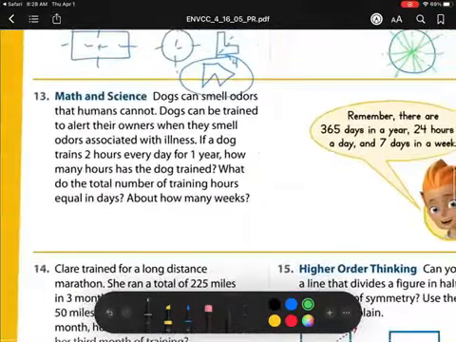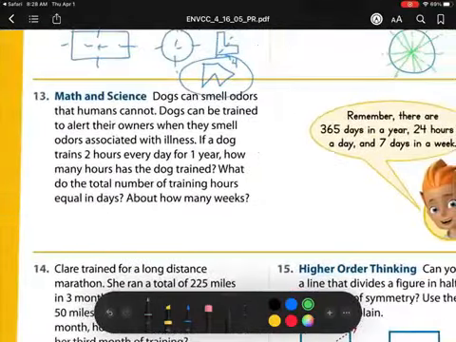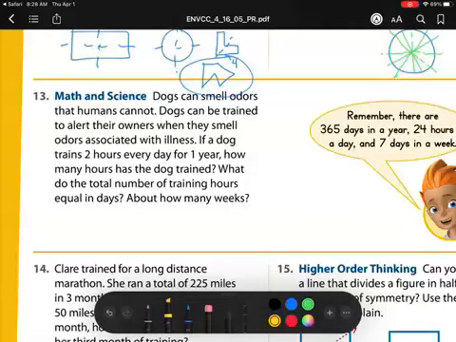Now for number 13. It says, dogs can smell odors that humans cannot. Dogs can be trained to alert their owners when they smell odors associated with illness. If a dog trains 2 hours every day for 1 year, how many hours has the dog trained? What do the total number of hours equal in days? And about how many weeks? Now, one of the things I didn't like about this was the second part where it says, what do the total number of trained hours equal in days? That really should say about. So let's highlight our important information.